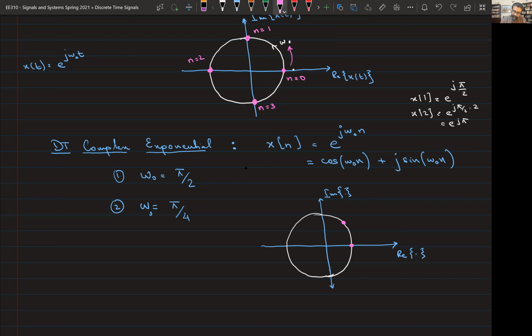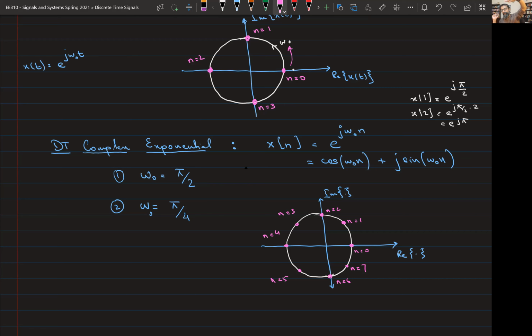Right, so this is n equals 0. This is n equals 1. This is n equals 2. This is n equals 3. This is n equals 4. This is n equals 5. N equals 6. N equals 7. And n equals 8, it goes back. So the circle completes at 8. Excellent, Manu. And then it's periodic. So remember, this is periodic.